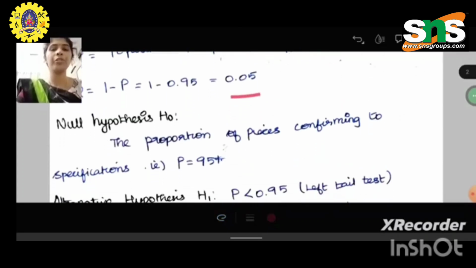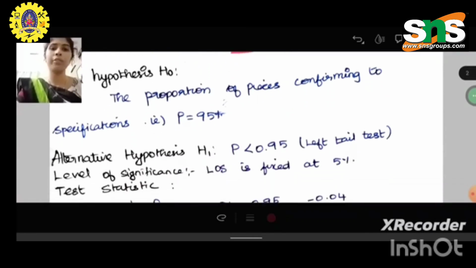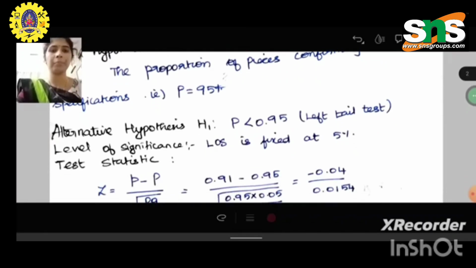The next is, we are going to frame the null hypothesis. The proportion of pieces conforming to specifications, that is capital P is equal to 95%. Since the alternate hypothesis is opposite to the null hypothesis, we are framing H1 such that P is less than 0.95. Since this is less than 0.95, which comes under the negative side, it is a left-tailed test, that is a single-tailed test. Since it is given in the question that we have to take a 5% level of significance, we have taken alpha as 5%.